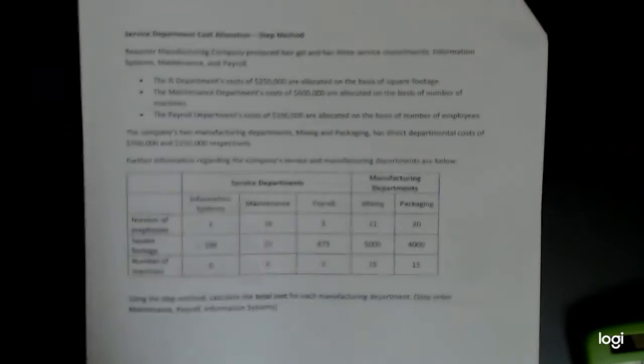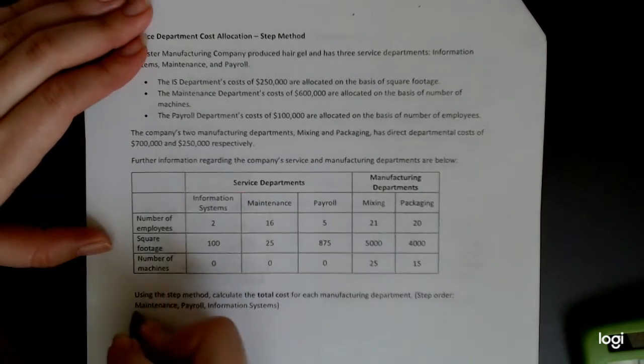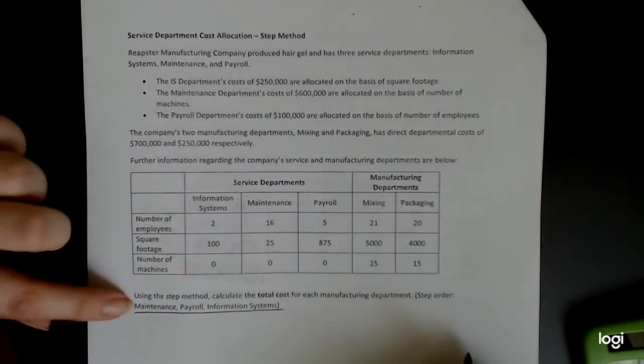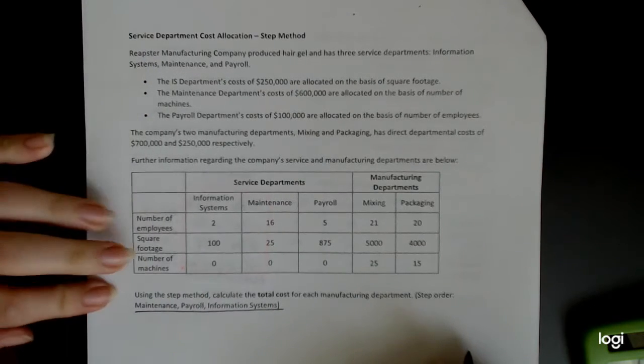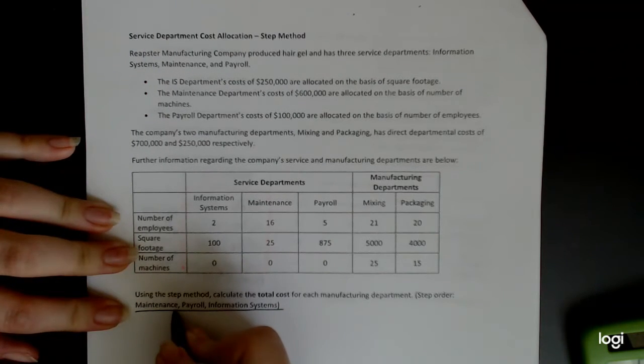Now, when we're doing the step method, remember it does get a little bit more complicated here. When we're using the step method, we do have to go in a particular step order. This one tells us maintenance, then payroll, then information systems. So let's start with maintenance.